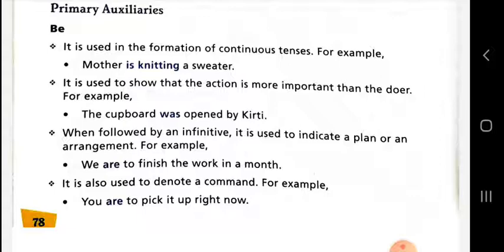Next point, which I am going to tell you, is that it is also used to denote a command. When we write or speak a sentence and we command anything, we can use be. You are to pick it up right now.